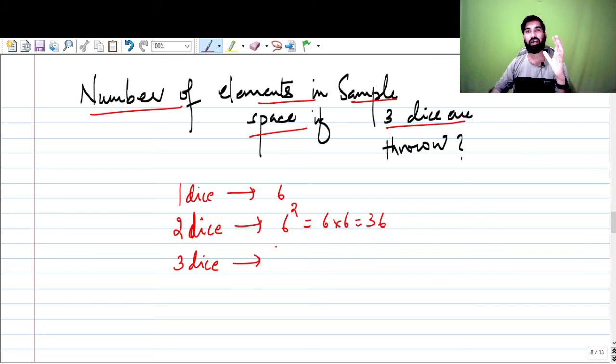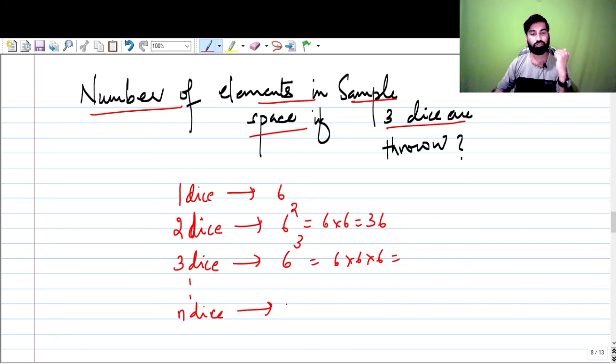there is no need to write the entire sample space, because it would be cumbersome. But you can see here that if you throw three dice, you are going to get 6 power 3, that is 6 into 6 into 6. You can multiply here, and suppose n dice are there, you can get 6 power n possibilities, right?